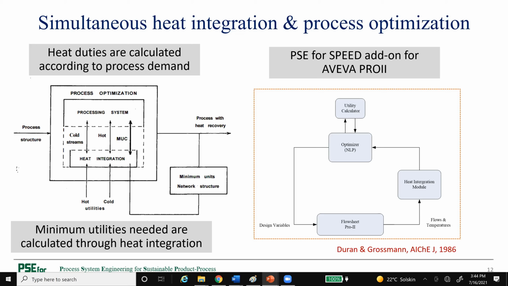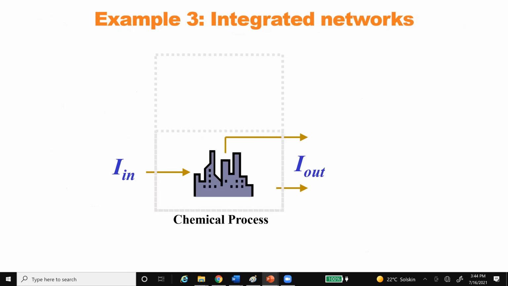The simulators don't come with that utility calculator. We have developed our own based on Duran-Grossmann's work. So that is a tool that you need to add to your simulator, and then you would be able to do simultaneous heat integration and optimization. And these results will be shown later.